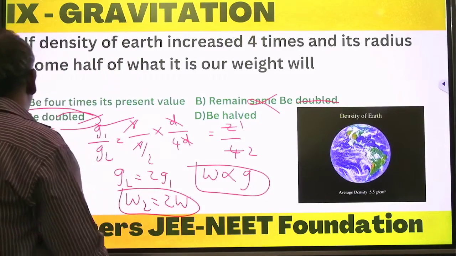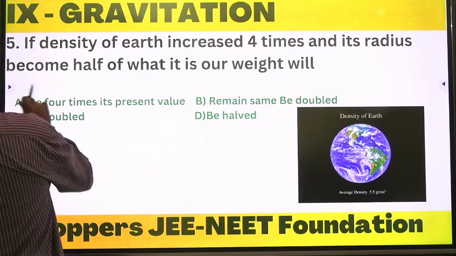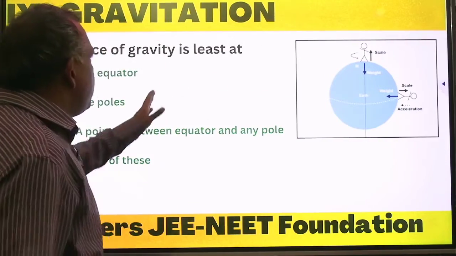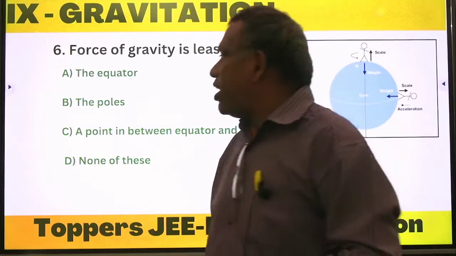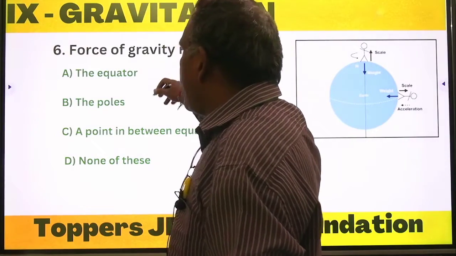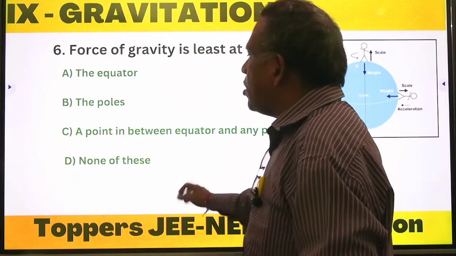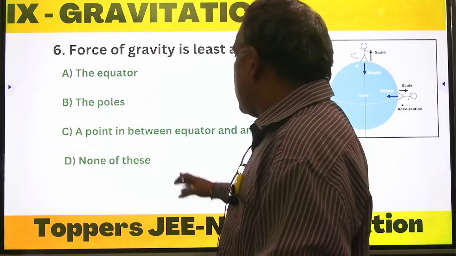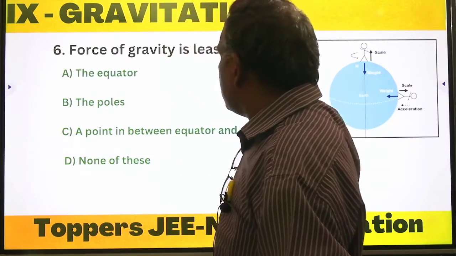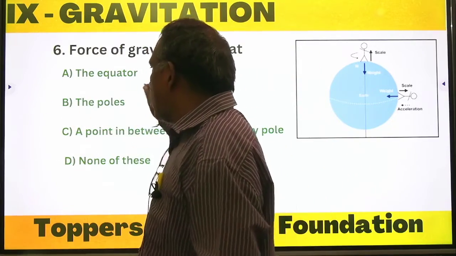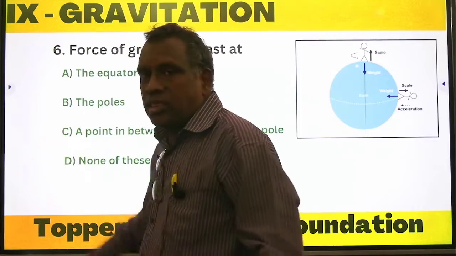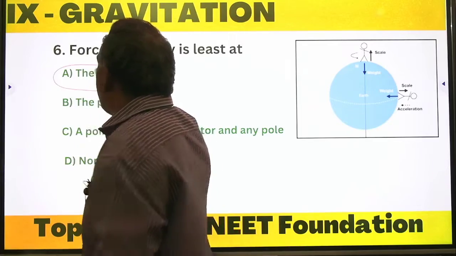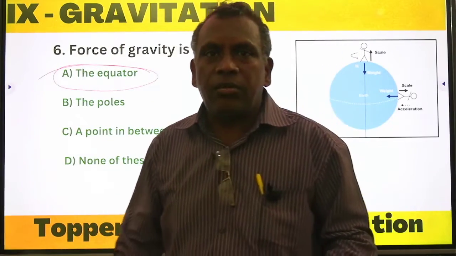So, next question. The 6th one: the force of gravity is least at dash. The options are at equator, poles, a point between equator and poles, none of these. At the poles the gravity will not be least. The g value is minimum at the equator, so the force of gravity is also minimum at the equator.